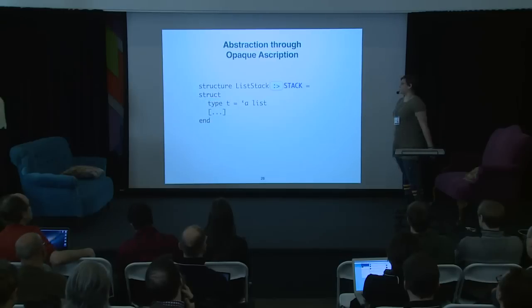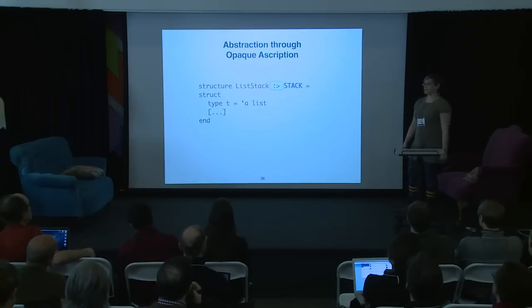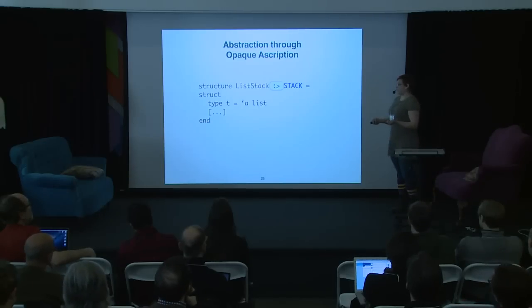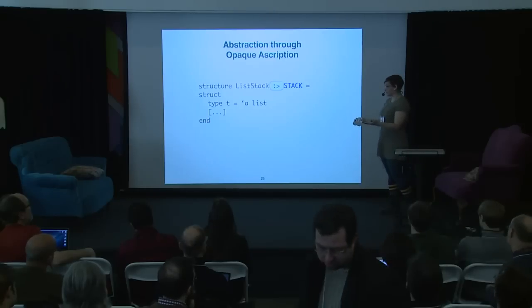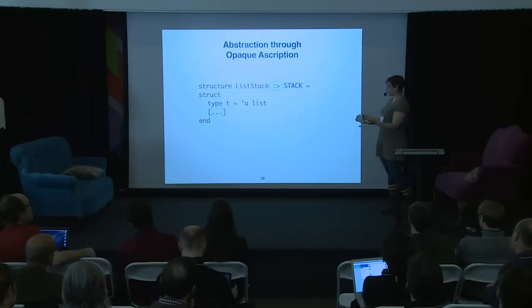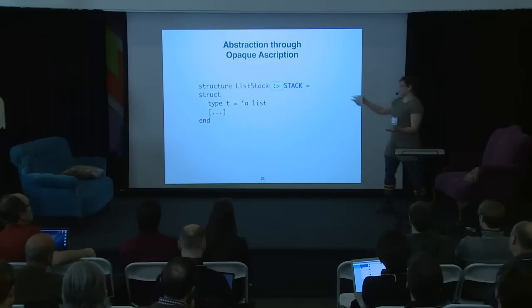There's another, a little bit more module-y way of doing this, which is something called opaque ascription. It's just another way of saying I'm sealing this. It's a way of saying that you're taking the structure ListStack and sealing it at some abstract signature, capital STACK, which makes it so that this type t here does not reveal its underlying representation.